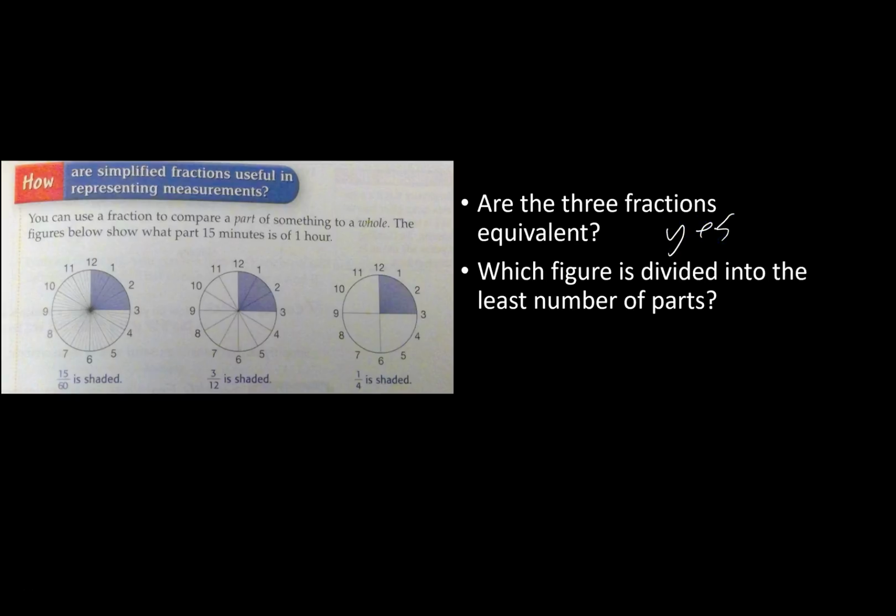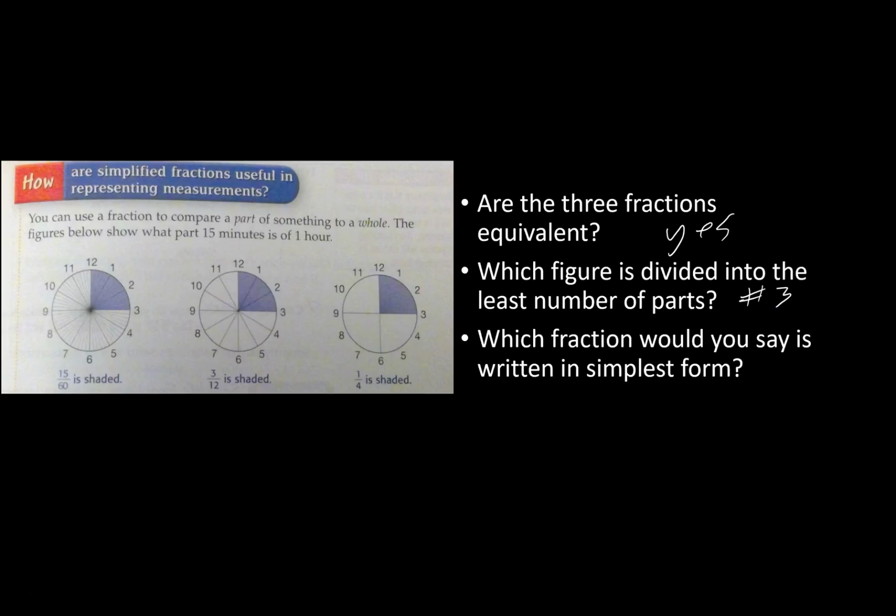So which figure is divided into the least number of parts? Well, there's 60 parts here, there's 12 parts here, there's 4 here, duh. So the third one, because that has the least amount. So which fraction would you say, fraction, sound like I'm doing the, oh, what is the movie that had the factions of people? Anyways, moving on. So which fraction would you say is written in the simplest form? I'd say the one at the end.